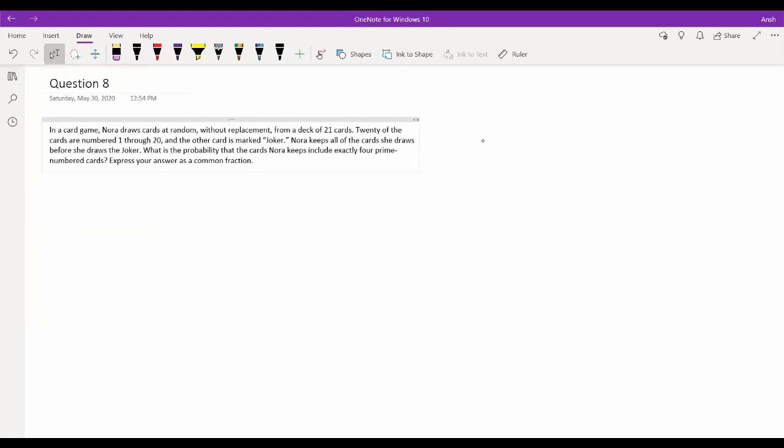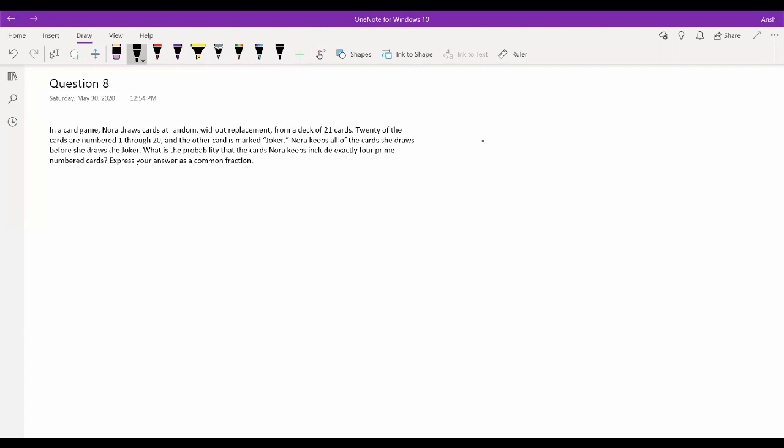All right, so our next problem. We have that in a card game, Nora draws cards at random and without replacement. So we already know, since it says without replacement, this is probably going to have to do with permutations. From a deck of 21 cards, we have 20 cards numbered 1 through 20 and one card that's marked a joker. Nora keeps all of her cards until she draws a joker, in which case she stops. It asks, what is the probability that of the cards Nora keeps, there are exactly 4 primes? And it asks us to express it as a common fraction.